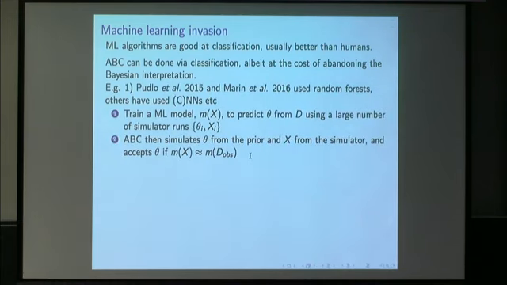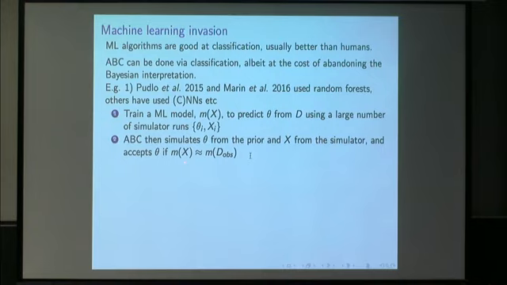Probably the first people, they're not really machine learners, they're statisticians, Jean-Michel Marin and colleagues. They were using random forests to do this. Their idea was to create a large library of simulator runs. They generated thetas and x's from a prior and simulator, and then trained a machine learning regression model to predict the parameter from the output. So to predict theta from x, the opposite way around to what we want, and then use that as your summary. Then you accept theta if your prediction at the simulator output x equals the prediction at the data.